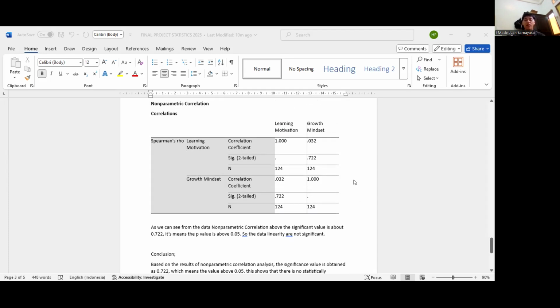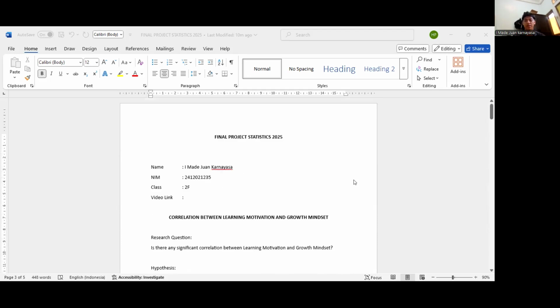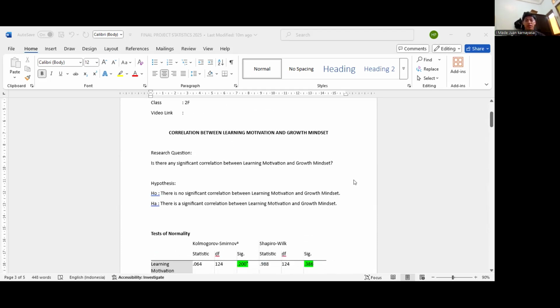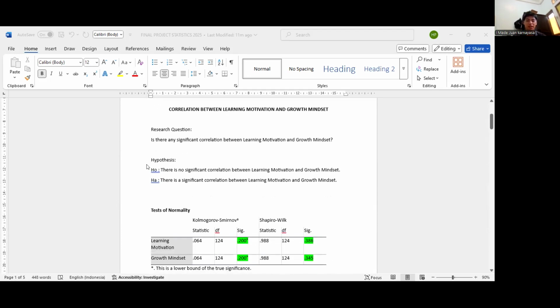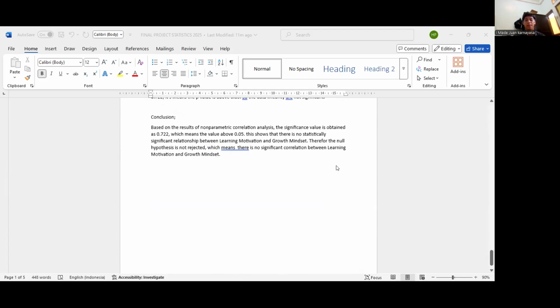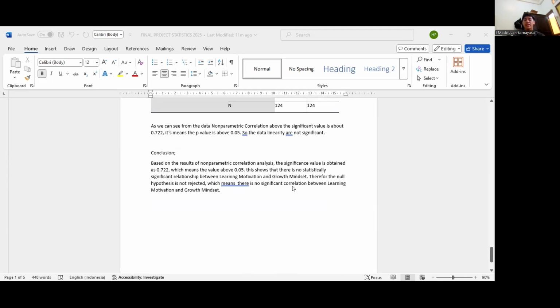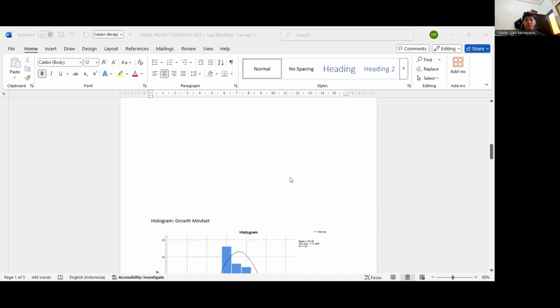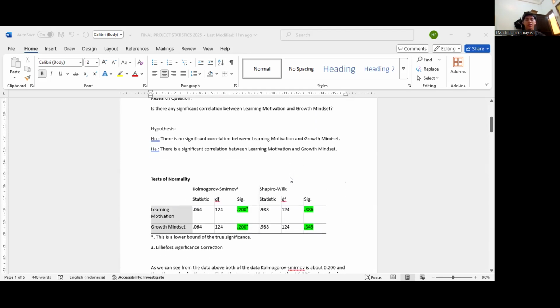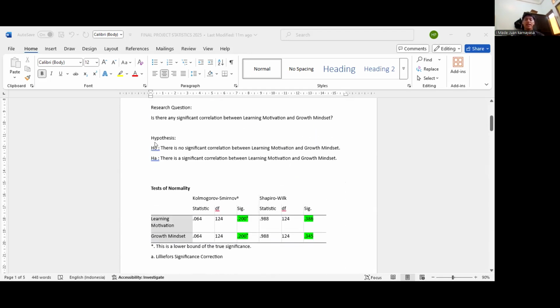So that means for the hypothesis, we fail to reject the H0. Therefore the null hypothesis is not rejected. So the conclusion is there is no significant correlation between learning motivation and growth mindset.